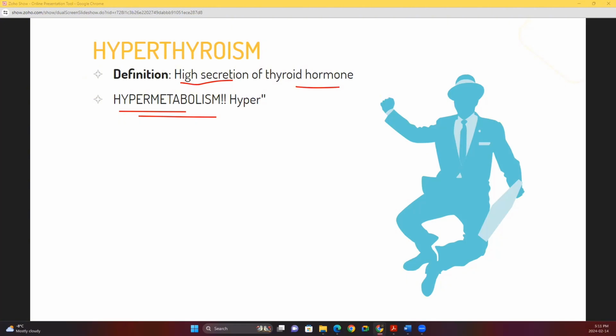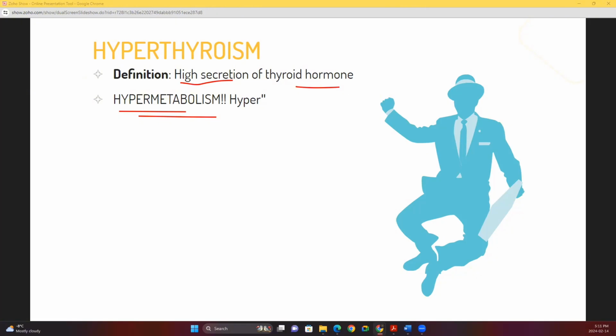GI system will increase. So what does it mean? Constipation or diarrhea? Diarrhea. All right. What else? Heart rate will increase, and it can increase to that level. It can cause tachycardia, SVT, VFib, those levels.